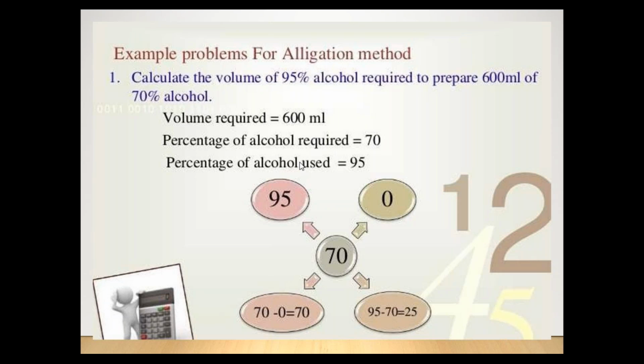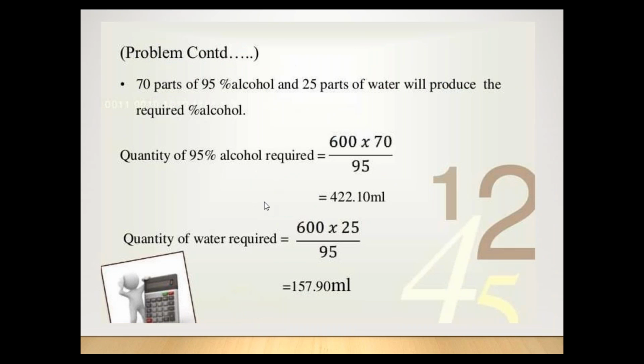So what we had got was only in parts. If you want it in terms of volume, you have to multiply 600 ml into the parts that we got from the previous calculation, that is 70 parts, and divide by the strength of that strong one, that is 95% alcohol. And in case of water, you have to do 600 into 25 parts by 95, or as I said, you can simply subtract whatever you got from 600.